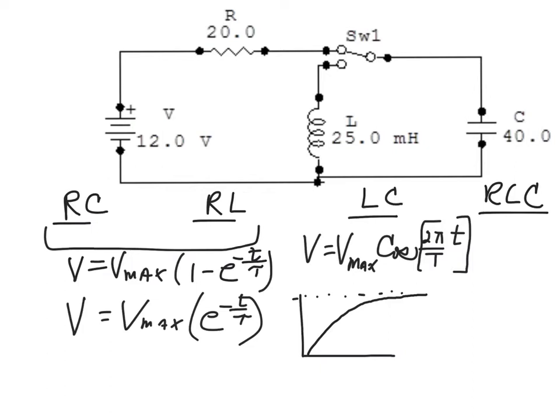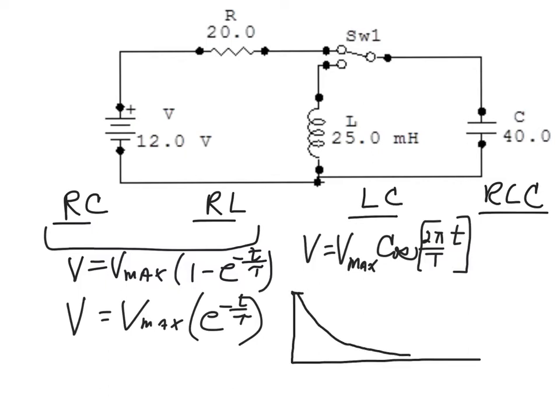And the other behavior is the decaying behavior, described by the second equation, where at t equals 0, e to the -0 is 1, and V starts at V max, and it decays exponentially in the limit as t goes to infinity to 0. When t becomes long, e becomes 0, and V becomes 0.